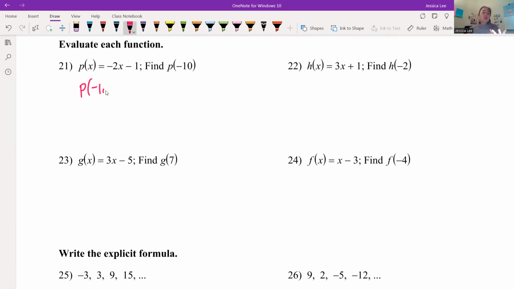So p of -10 is equal to this whole thing, except when we get to x, what are we trying to see what it would be? -10. So we're going to put a -10 in for x. And then don't forget your -1. Now we're just going to do order of operations. Whenever you evaluate here, you should see all numbers, right? You should not see an x in there. So -2, remember if it's a parenthesis like this, there's no other operation, it means multiply. -2 times -10 is going to be +20 minus 1. That's going to be 19. Done.